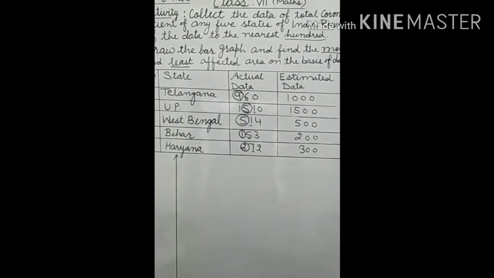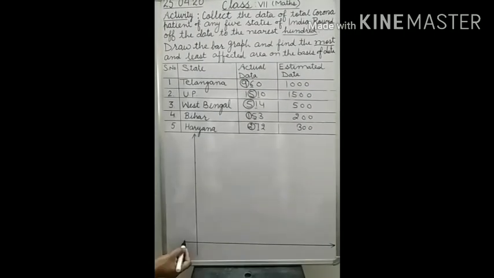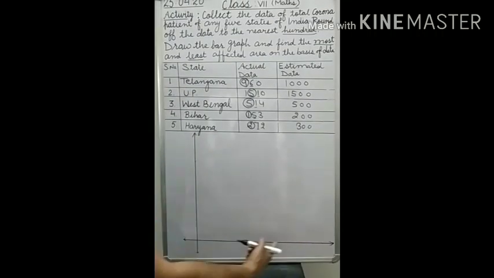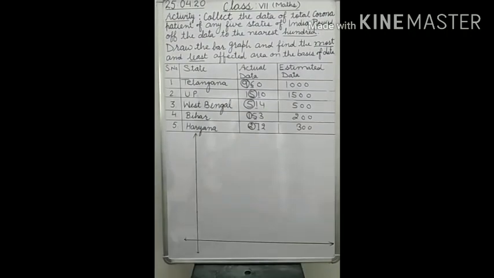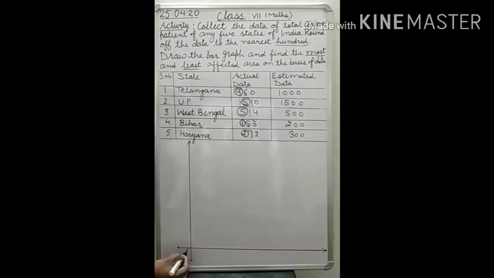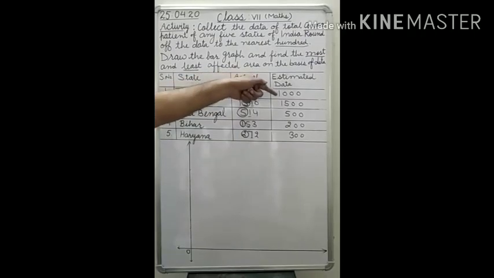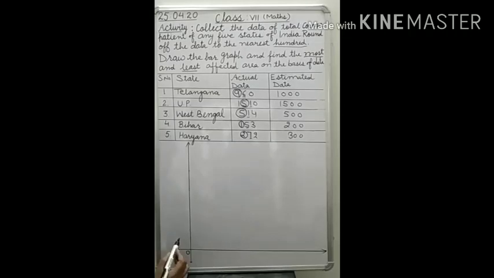Now after this, you have to represent this data through the bar graph. For drawing the bar graph, you have to take two axes. One is the horizontal axis, another is the vertical axis. The horizontal axis is known as the x-axis and the vertical axis is known as the y-axis. The point where these two axes cut is called the origin, and we will represent it by O. Along this, the maximum is 1500.